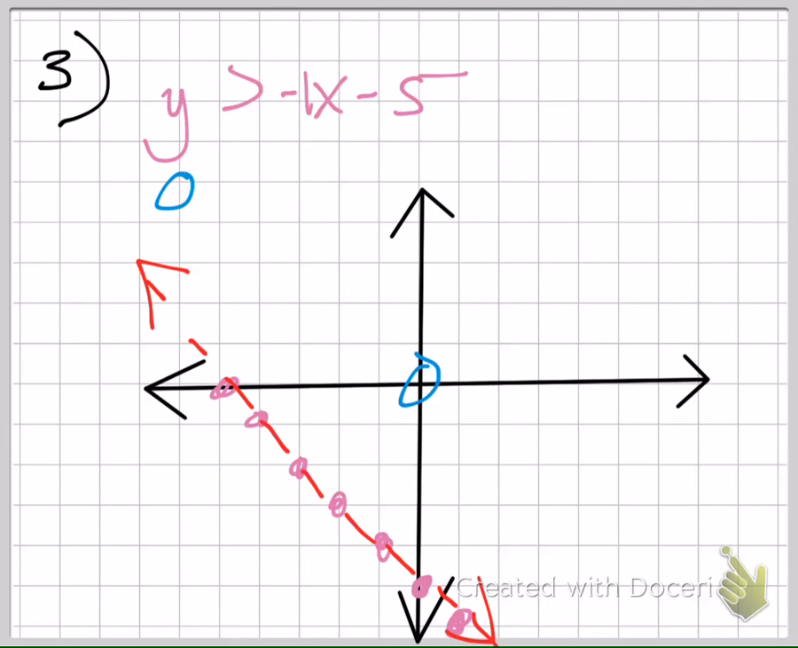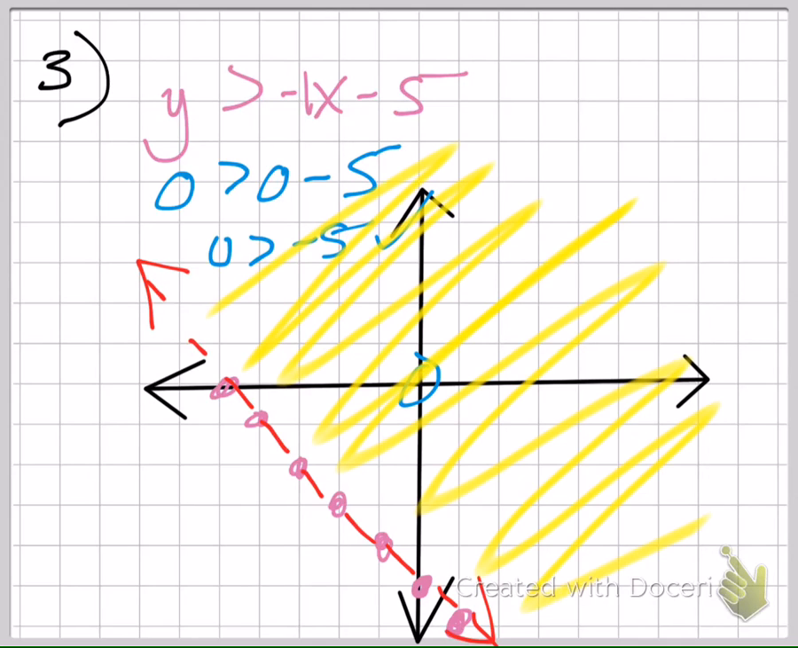So if we plug in 0 for y, 0 for x, again, it says negative x, but there's no such thing as negative 0, so I just plug in 0. It says 0 greater than negative 5. True or false? True. All right, that's true. That means 0, 0 needs to be in my solution region. Right? So I need to shade over that side, so it's going to look like that. Every point in that solution region would be a solution to this inequality.